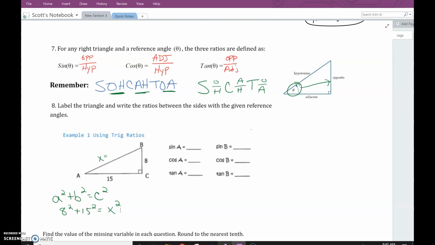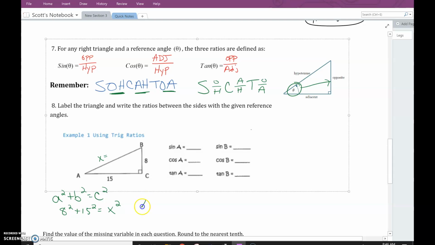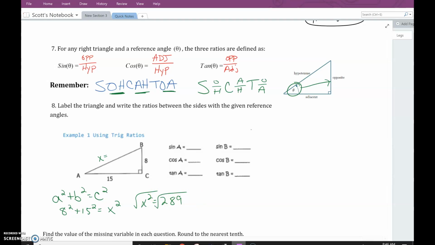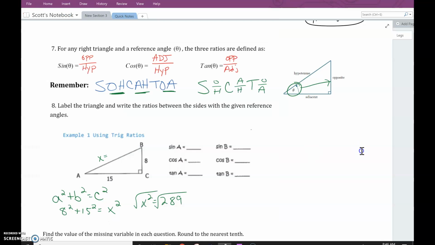So bring out our handy dandy calculator. 8 squared plus 15 squared equals 289. X squared equals 289. Take the square root of my answer, or you can rewrite the 289. That is 17.